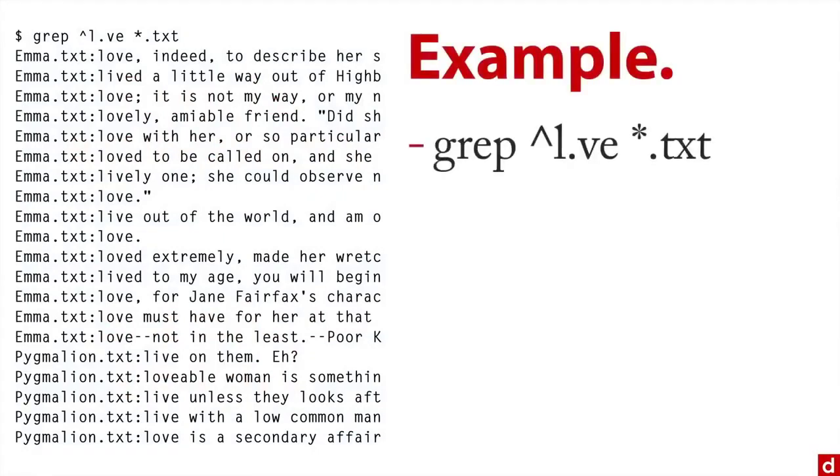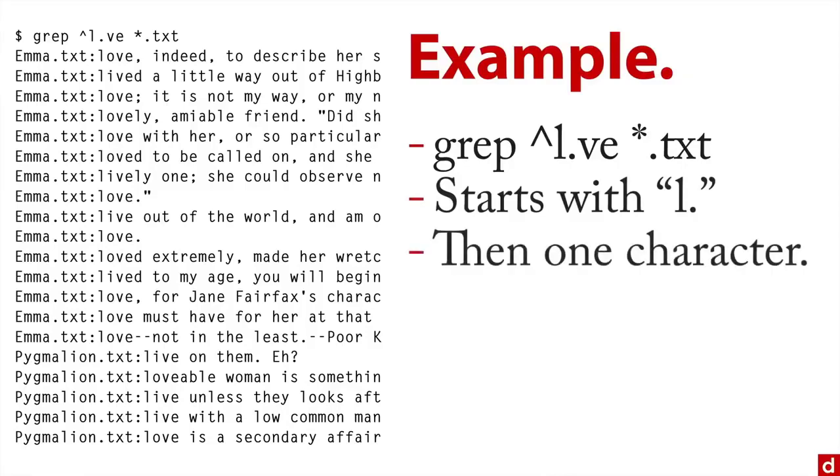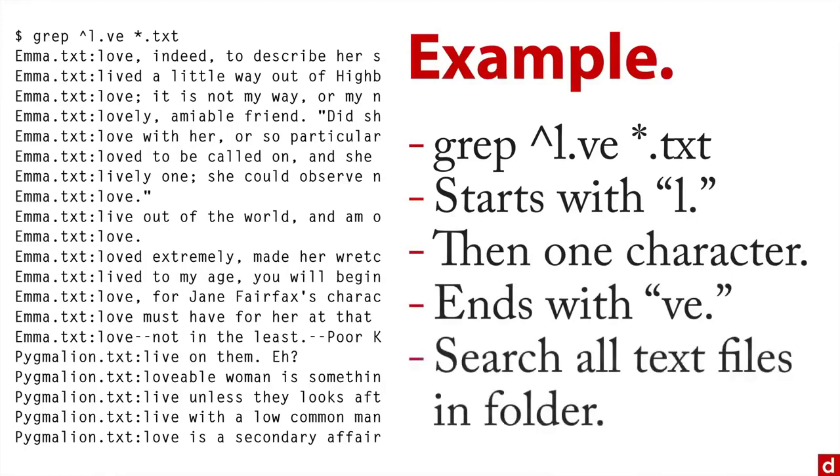And this is the command, grep l.ve *.txt. So what I'm looking for are lines in either of these books that start with L, then have one character, which can be whatever, and then that's followed by VE. And the .txt means search all of the text files in that particular folder. And what it found is lines that began with love and lived and lovely and so on.